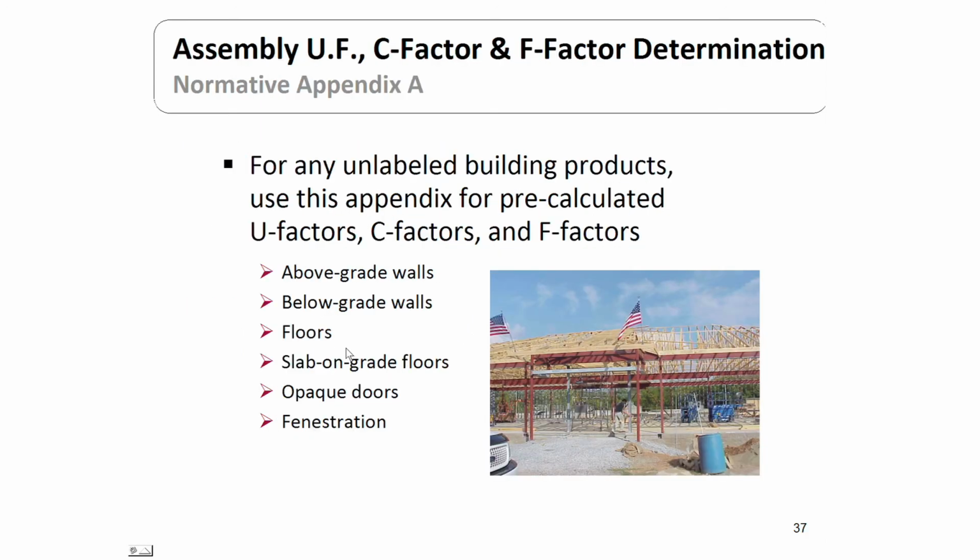I want to mention what's in these appendices. In Normative Appendix A, we have all the skylight U factors for walls, windows, floors, and so on. And these are the numbers that have to be used if the manufacturer does not have the label on the product. So you have to use all of these values for your thermal insulation.